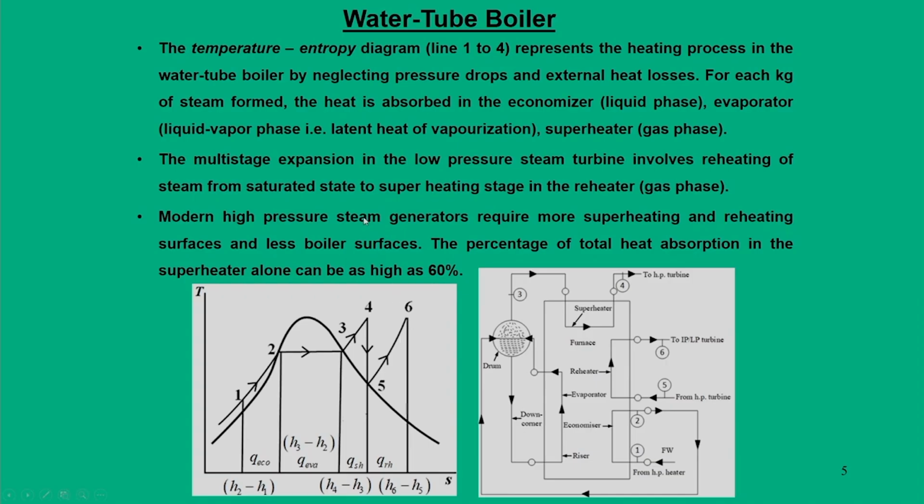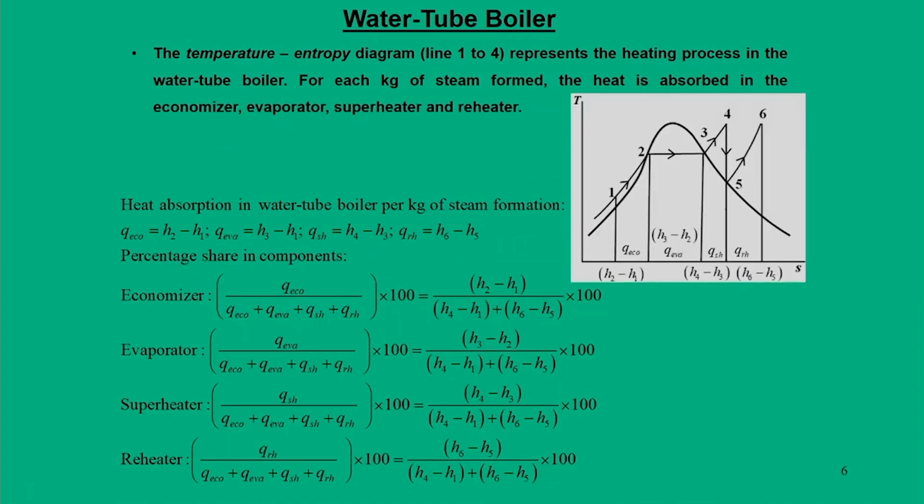What it means is that for a kg of steam, heat is absorbed in the economizer in the liquid phase, then in the evaporator, which is the liquid-vapor phase or latent heat of vaporization, and then in the superheater, which is the gas phase. The multi-stage expansion from the low pressure turbine involves reheating of steam from the saturated state to the superheated state in a reheater. So the reheater concept is also introduced in the steam generator unit of the water tube boiler.